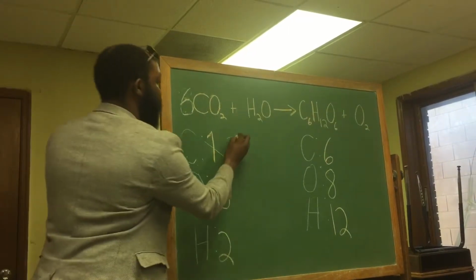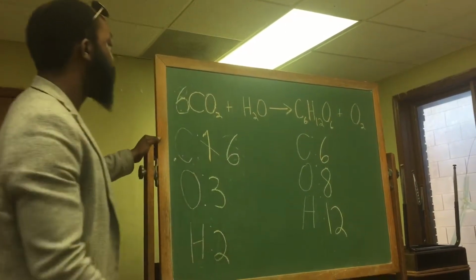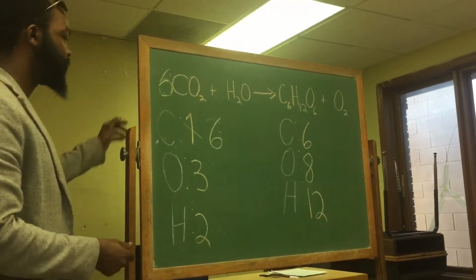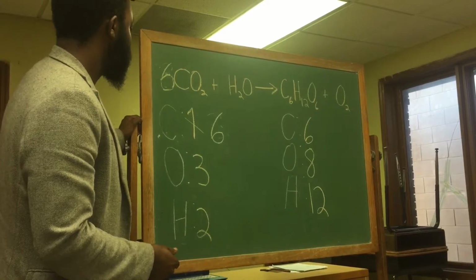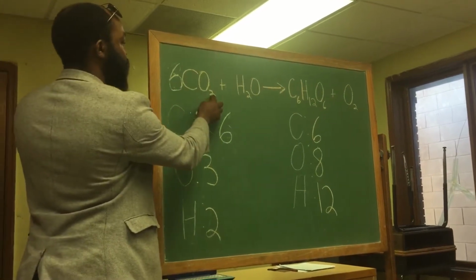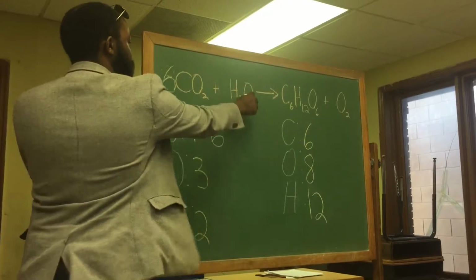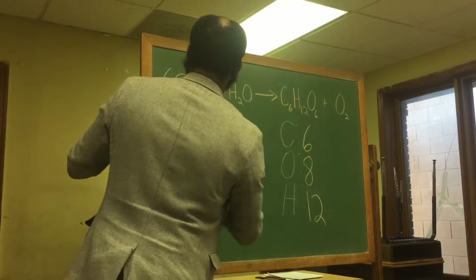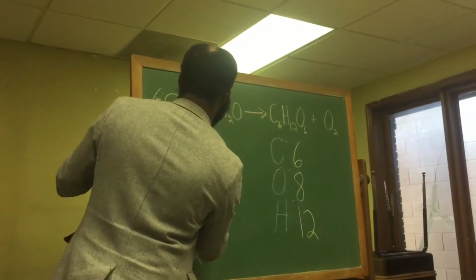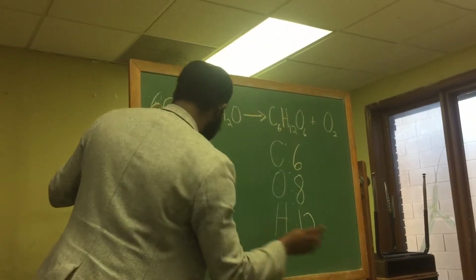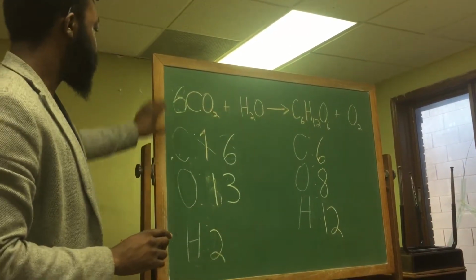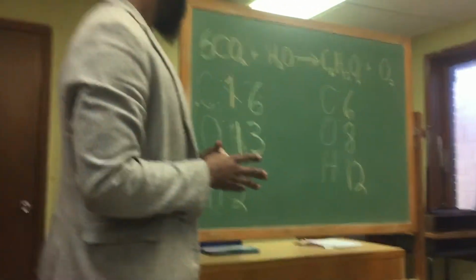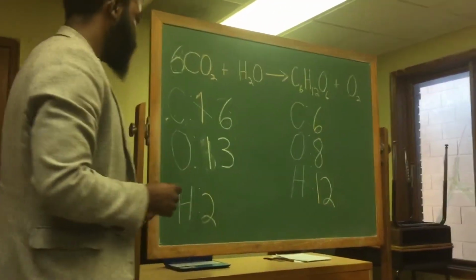So now I'm going to have 6 carbons. And how many oxygens am I going to have here? I would have 6 times 2, 12, plus 1, 13. So I would have 13 oxygens right now, and that's all the change we have. So now our carbons have been balanced. We still need to balance out our oxygens and our hydrogens.